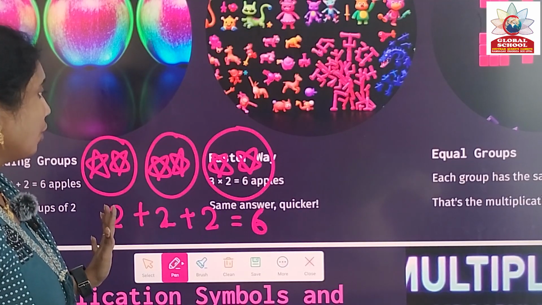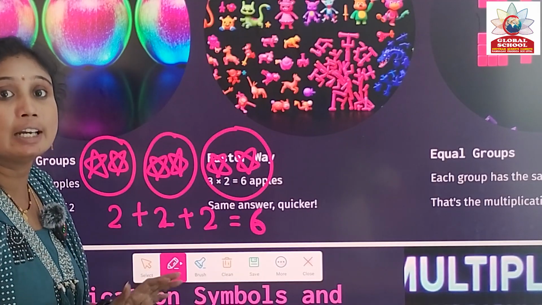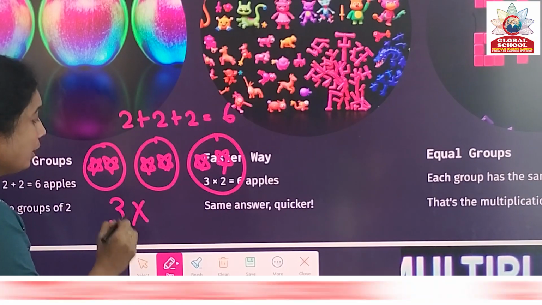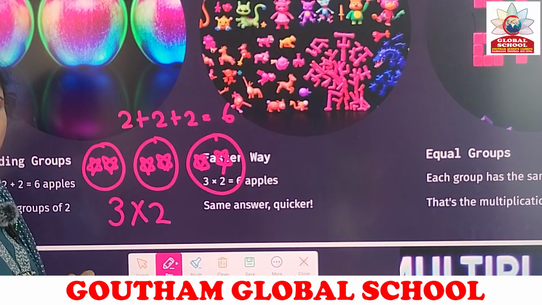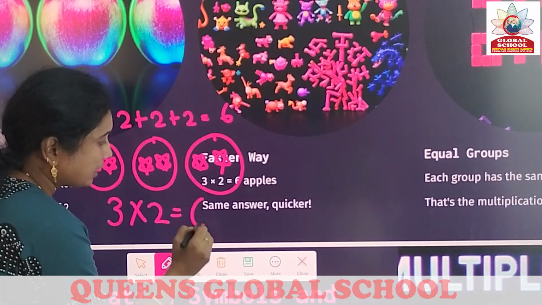So, now we have to count in an easy way and faster way. Total 3 groups, in each group 2 stars. So, total how many stars are there? 3 2s are 6 stars.